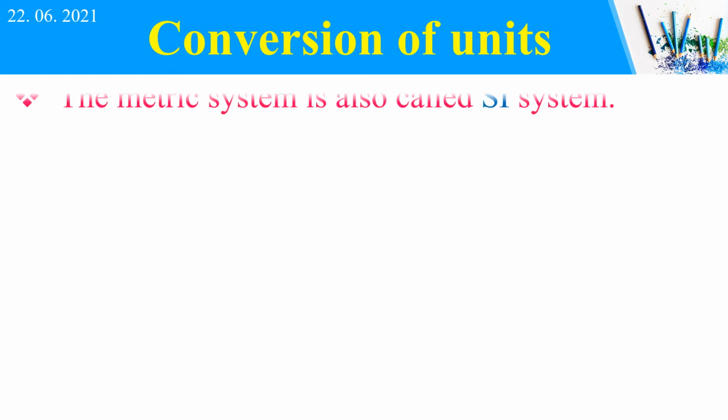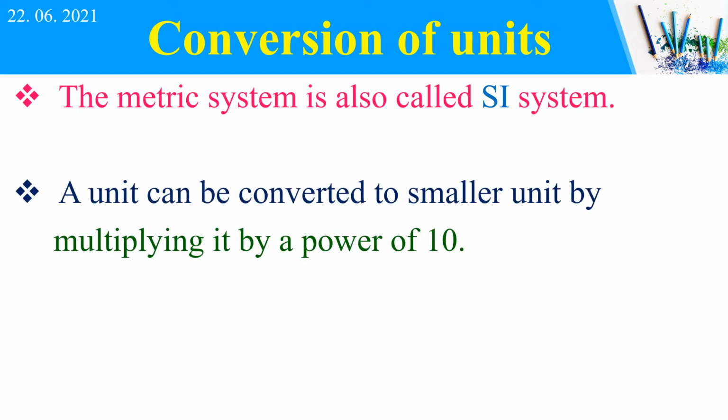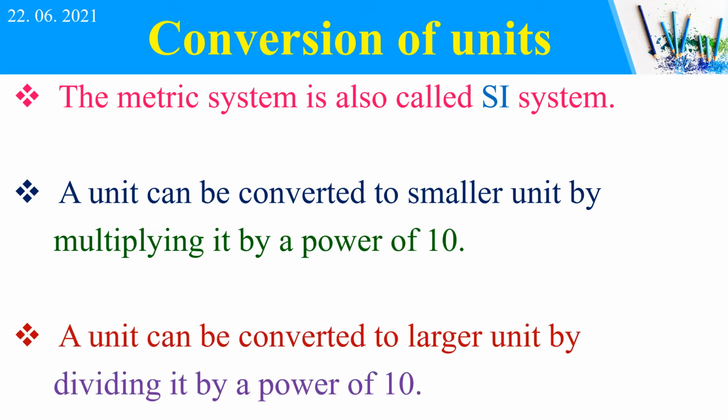Conversion of units. The metric system is also called the SI system. The SI system is a system of measurement used almost all over the world. In this system, a unit can be converted to a smaller unit by multiplying it by a power of 10. A unit can be converted to a larger unit by dividing it by a power of 10.